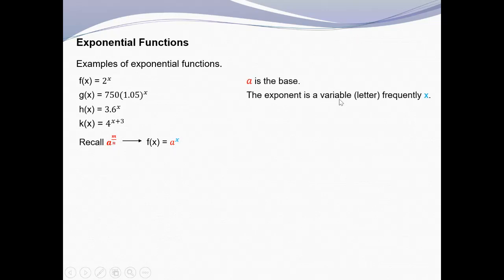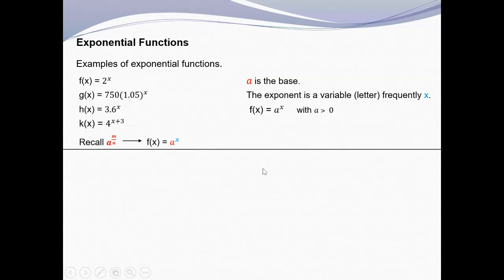A is the base. The exponent is a variable, which is a letter. Most of the time it is x, but it can be y, it can be any letter as the exponent. And this is your exponential function. Here, a has to be more than 0, and not 1, because if it's 1, it'll just be the base. Anything to the first power will be the same. If it's a to the first power, it'll just be a. If it's b to the first power, it'll just be b. That's why a has to be more than 0.